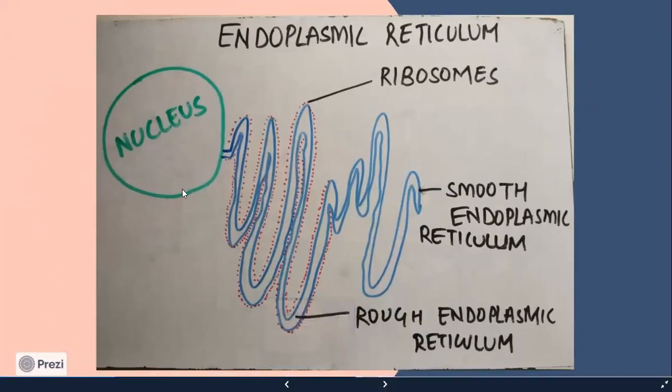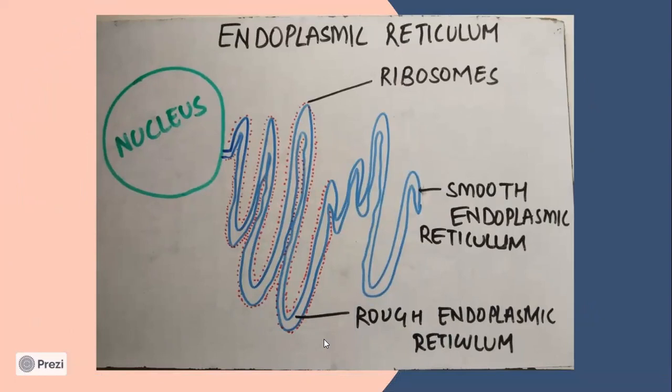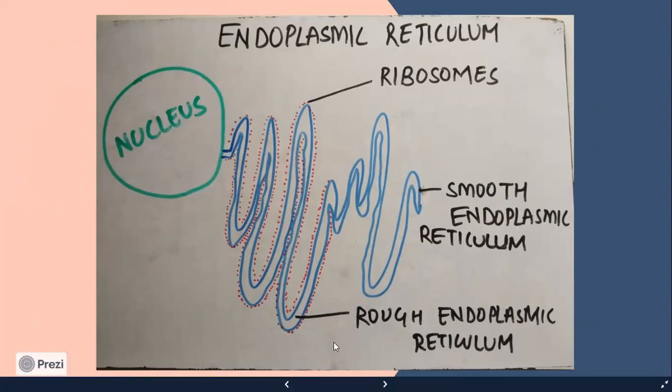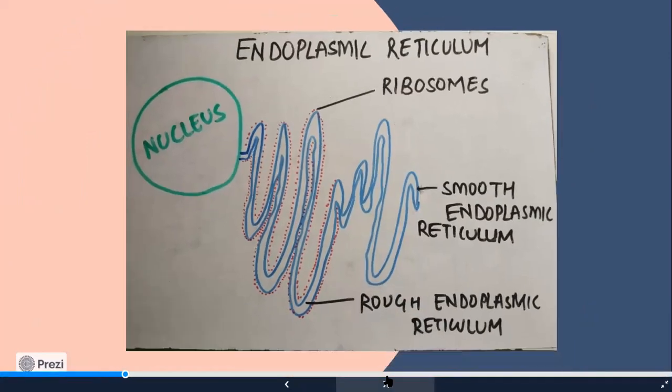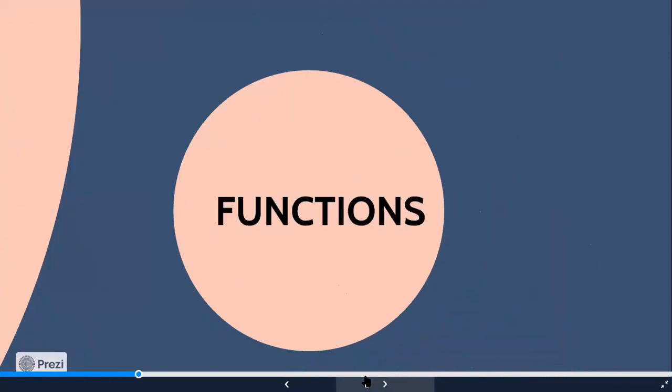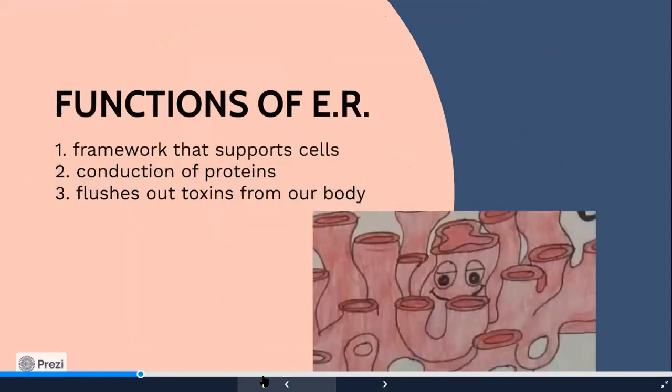So to see in the diagram, the blue lines, the entire blue line is the endoplasmic reticulum. The one that is covered with red dots are ribosomes. The red dots are ribosomes, and since the endoplasmic reticulum is lined with that, it's called the rough endoplasmic reticulum. Whereas in the later part, you see that the endoplasmic reticulum smoothens out, so there is a lack of ribosomes in there. Now, what are the functions of endoplasmic reticulum?